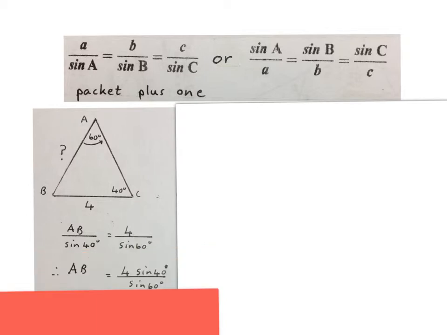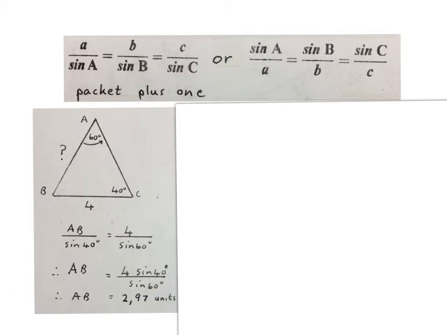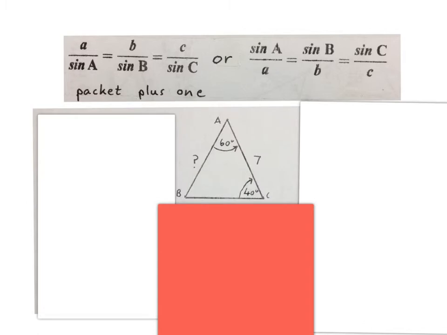From here, a lot of people cross multiply and things like that. I don't, because I want the AB alone. There's AB divided by sine 40. I multiply by sine 40 on both sides. Use the calculator and get the answer. AB is 2,97 units. Here's our second question, and I just want to show you never to get arrogant with the easy rule you learn.